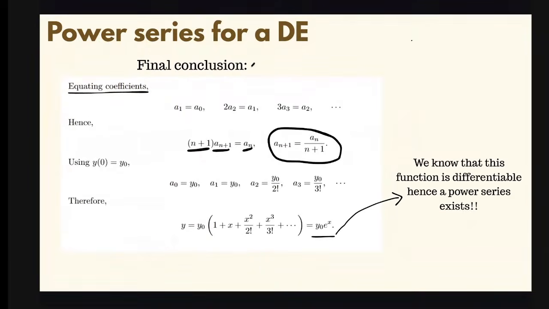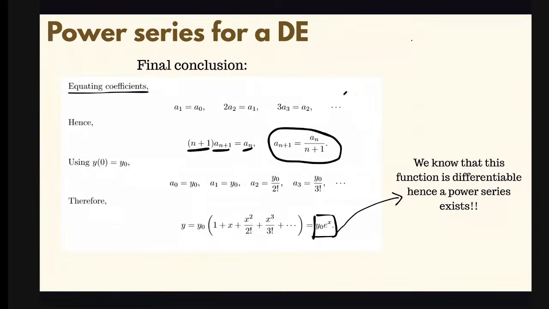So we get a1 equal to a naught, 2a2 equal to a1, 3a3 equal to a2, and so on. So finally, what do we get? We get y equal to y naught times (1 plus x plus x squared by 2 factorial plus x cubed by 3 factorial, and so on). And finally, we get y naught e power x. I hope that's clear.